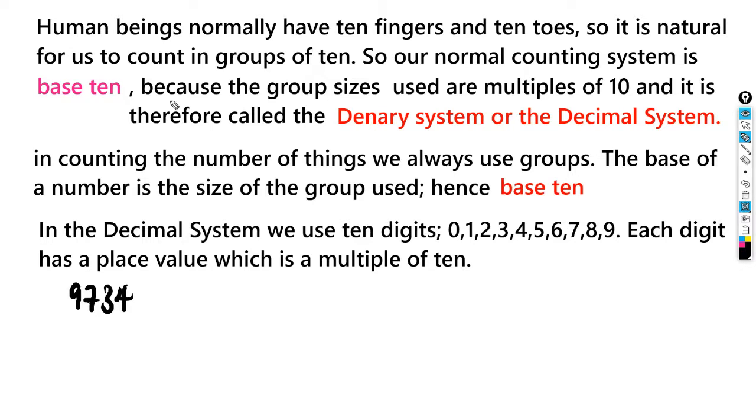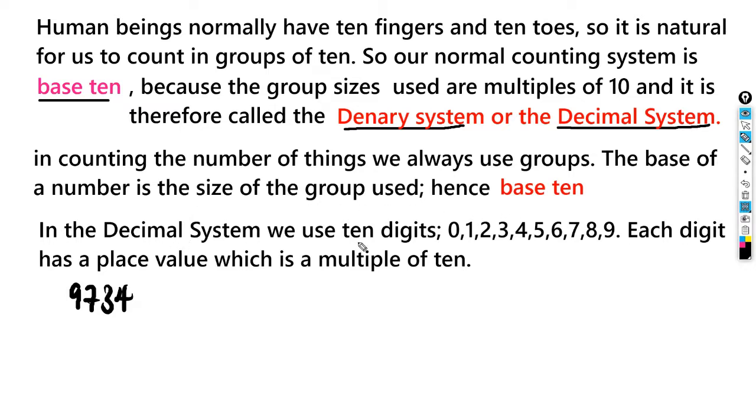So let's read this little paragraph here. Human beings normally have 10 fingers and 10 toes, so it is natural for us to count in groups of 10. Our normal counting system is base 10, because the group sizes used are multiples of 10, and it is therefore called the denary system or the decimal system. In counting the number of things, we always use groups, and the base of a number is the size of the group used, hence base 10.